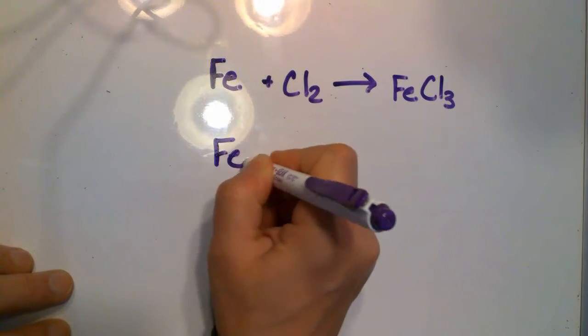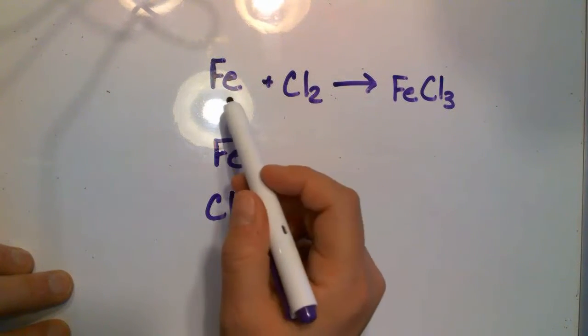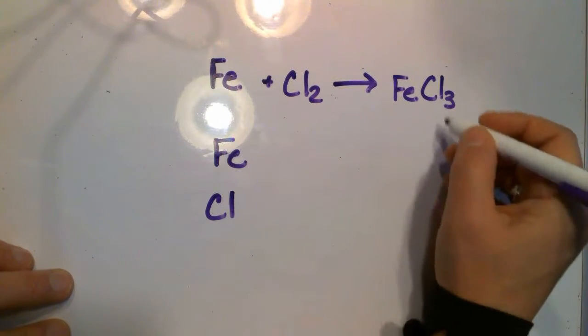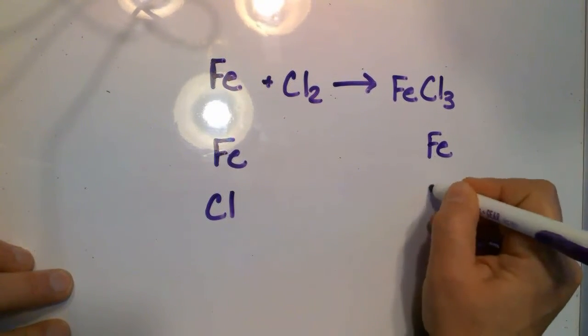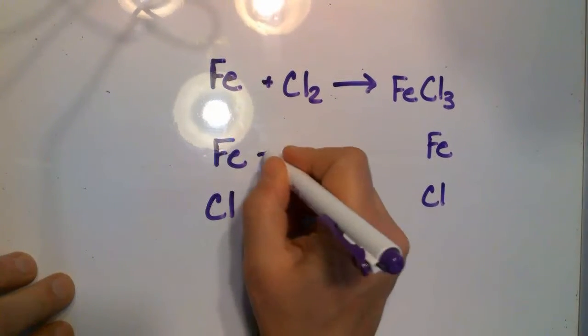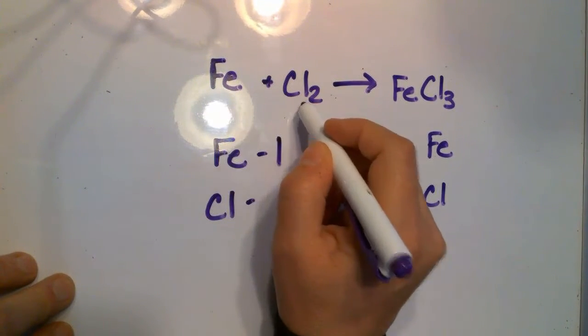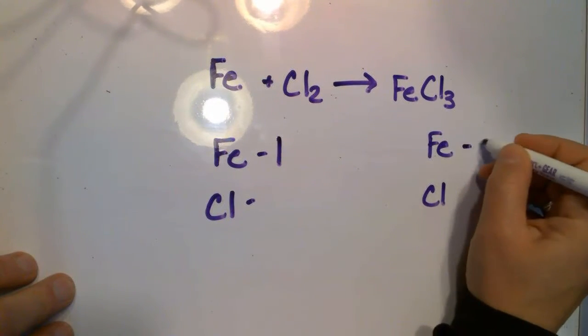So usually I just make a list, so we know that there's iron, we know that there's chlorine, and on this side we know that there's iron and there's going to be chlorine. So the elements are going to be the same on both sides. And so then I count. On this side there's only one iron, and on this side there's one iron.